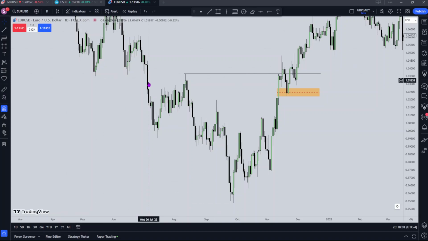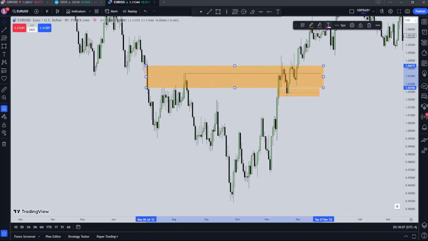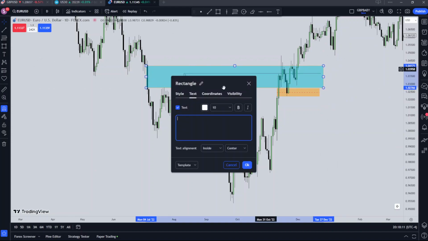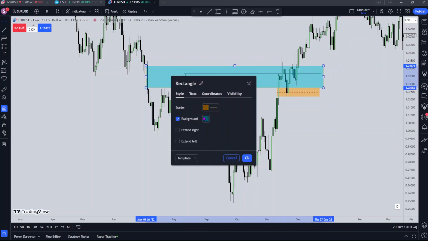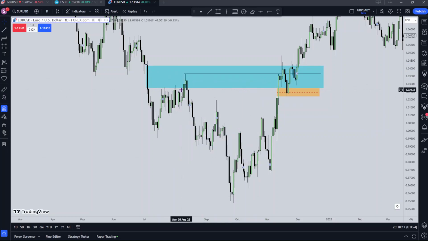You'll see that there's a fair value gap right here. So I'm going to draw that out now. And I'm going to make that a different color. Make it blue. Like so. And you'll see how on the sell side, where do we trade to? We trade to the 50% level. I'll show you this now.